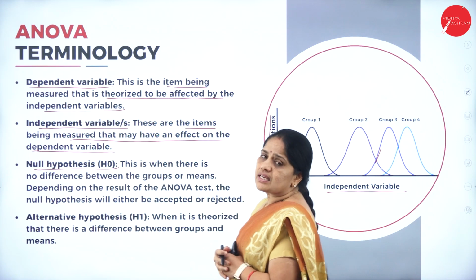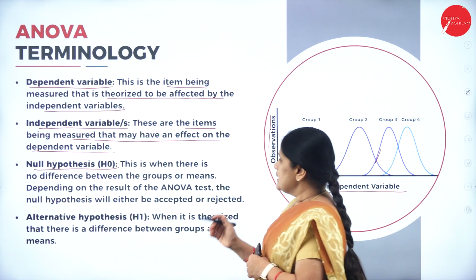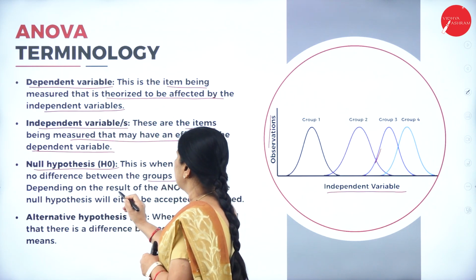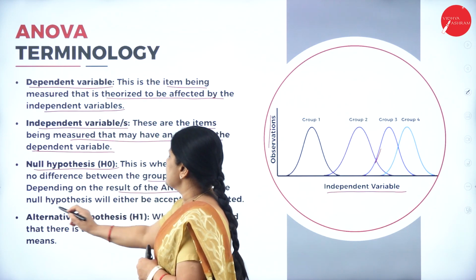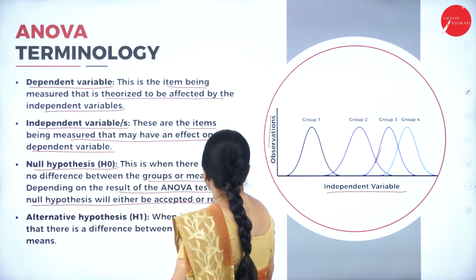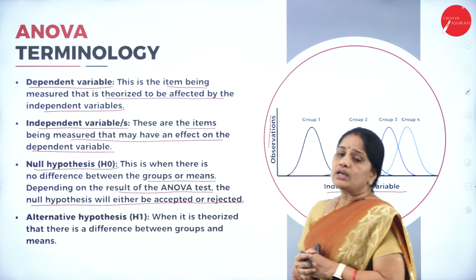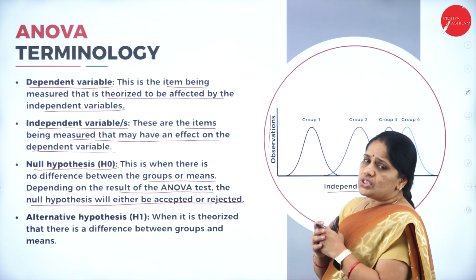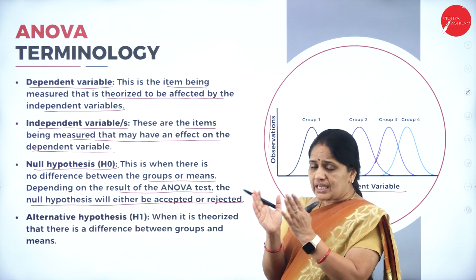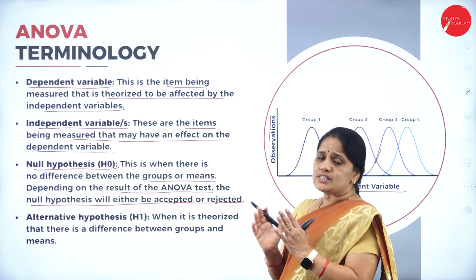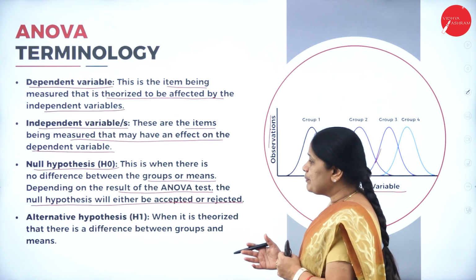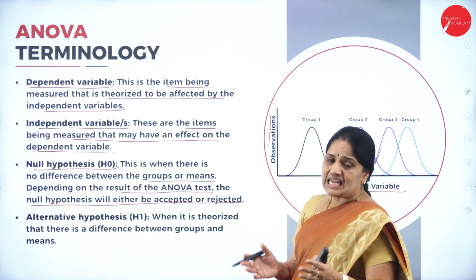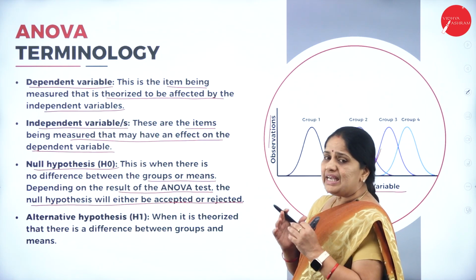Now, how do we define the null hypothesis? This is when there is no difference between the groups or the means. Depending on the result of the ANOVA test, the null hypothesis will either be accepted or rejected. As I explained earlier in the previous example, if the F statistic or the group mean difference is very small, then the null hypothesis will be accepted. If the differences are very large, then the null hypothesis will be rejected.